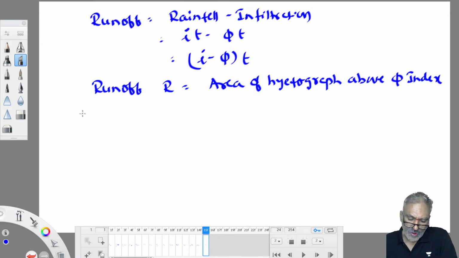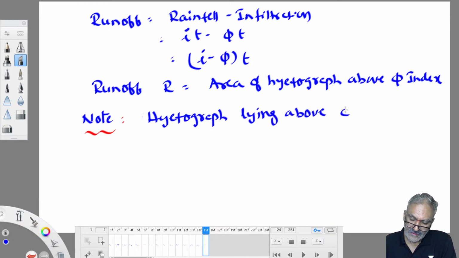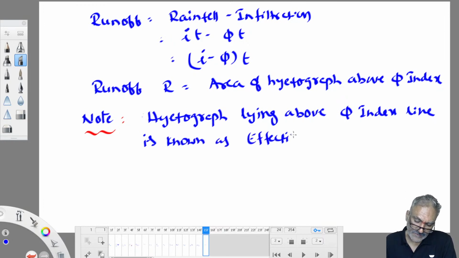The hydrograph lying above the pi index line is known as the effective rainfall hydrograph. We call it ERH.